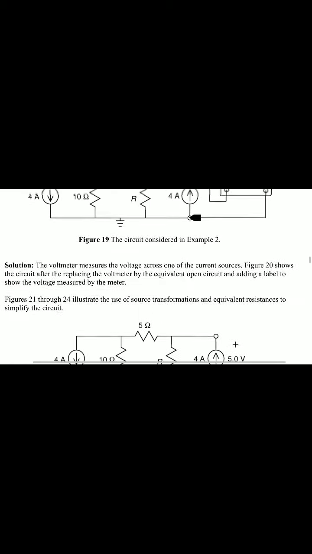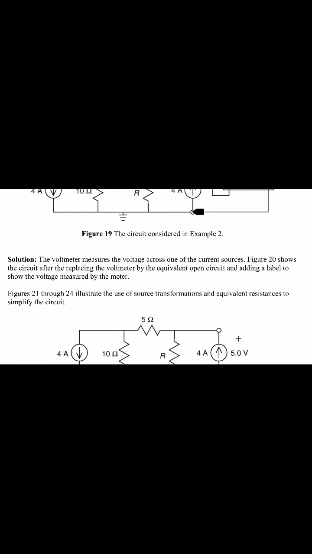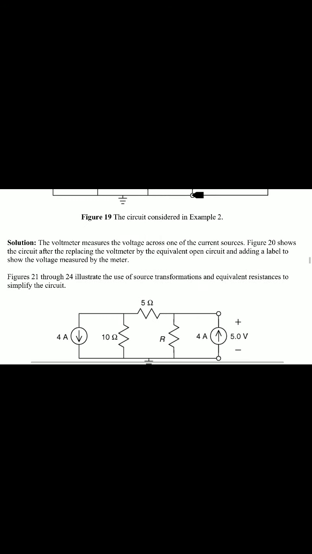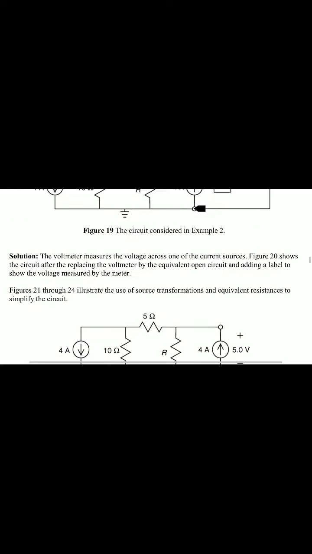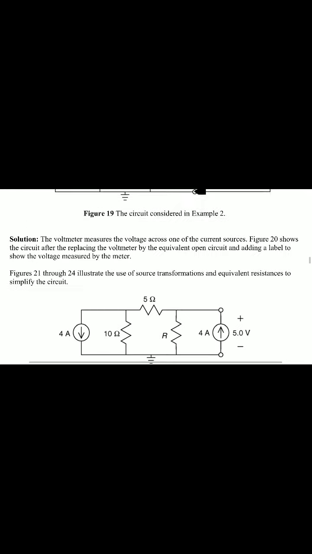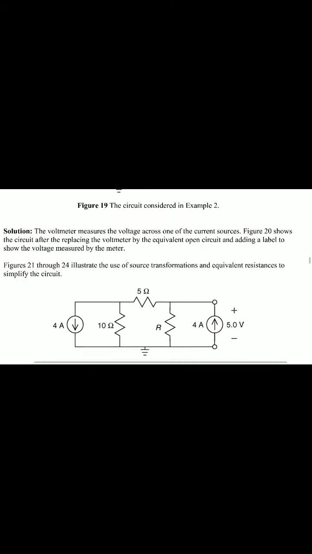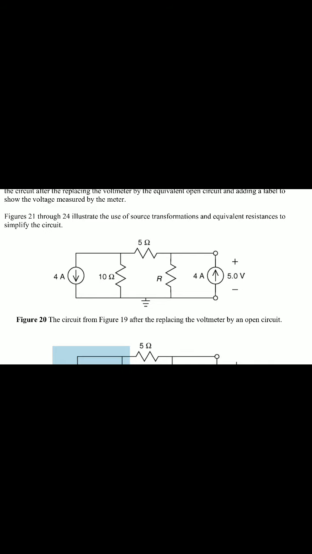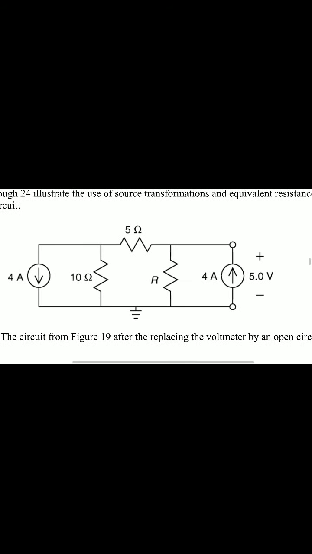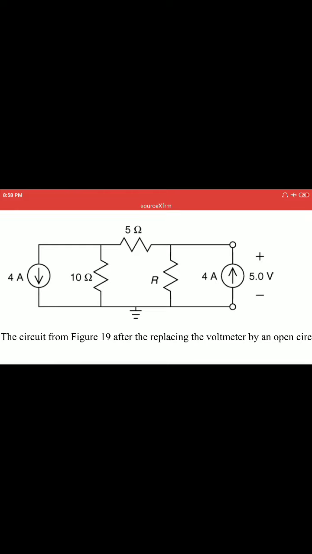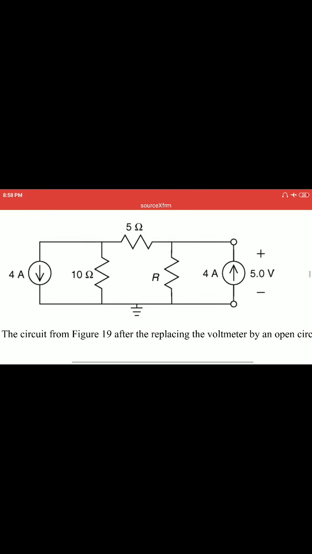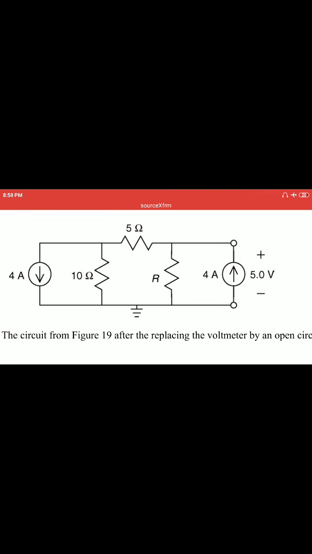What is the difference here? They are replacing the meter with labels only. The meter is replaced by the labels, plus and minus. The red gives the plus and black gives the minus. Observe this one: here they have written 5 volts, plus minus.